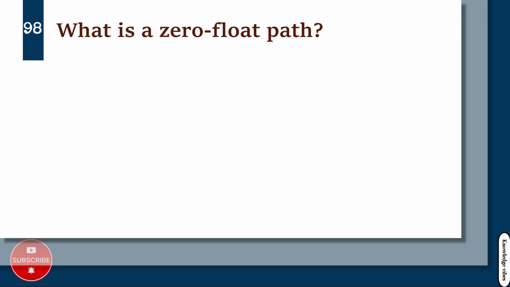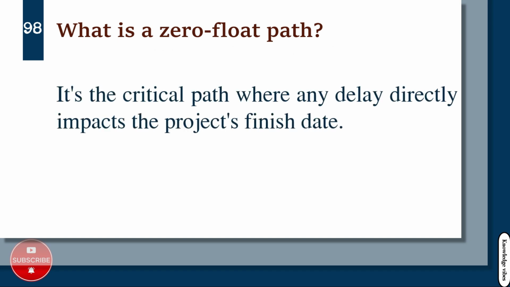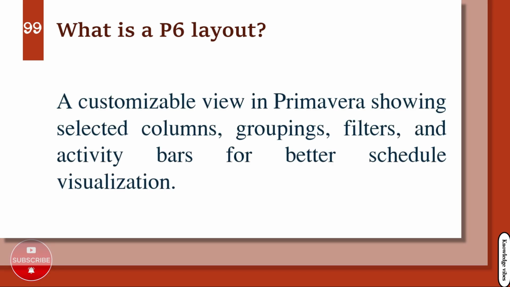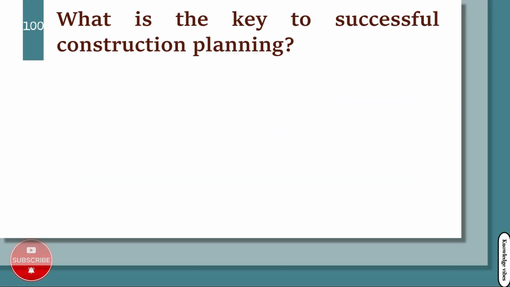What is a zero float path? It's the critical path where any delay directly impacts the project's finish date. What is a P6 layout? A customizable view in Primavera showing selected columns, groupings, filters, and activity bars for better schedule visualization.